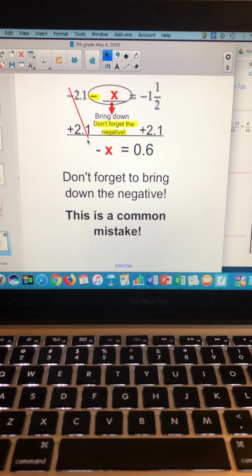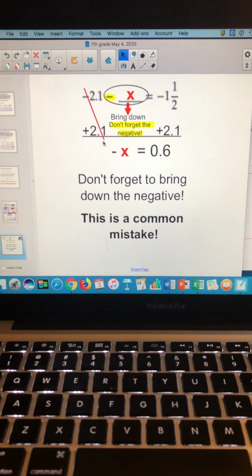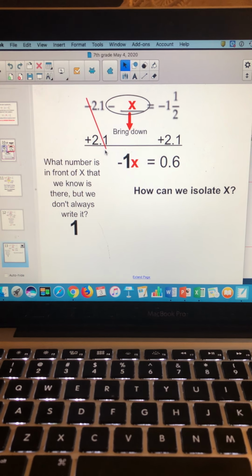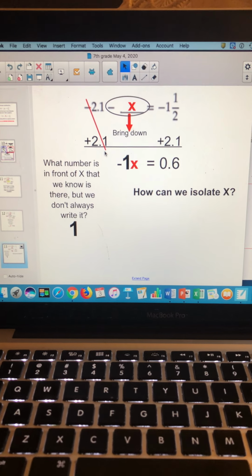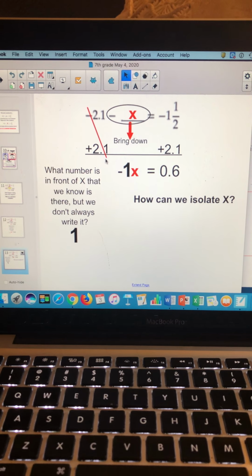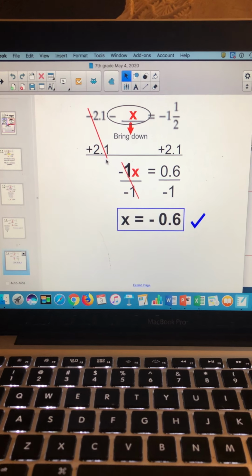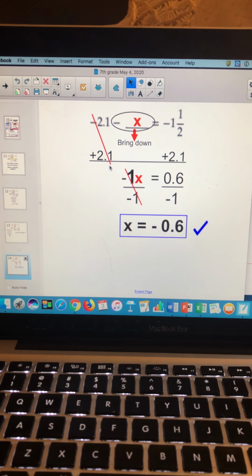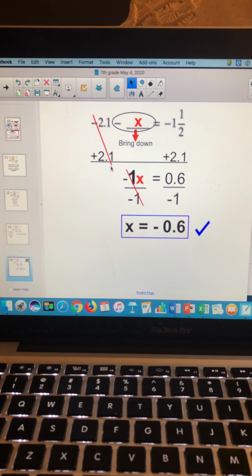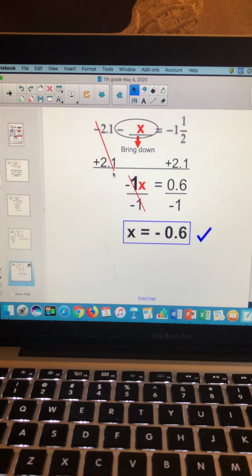We have to remember what is in front of that x, even though we don't write it, but it is still there. In front of that x would be a -1. We can put a 1 in front of that x. So if -1 is in front of x, then we have to know what to do to isolate it at this point, which would be to divide by -1. And when we divide by -1, our solution comes out to -0.6, because 0.6 divided by -1 will give us -0.6, which supports what we got before, choice C.